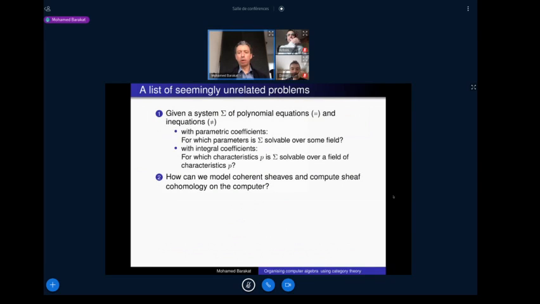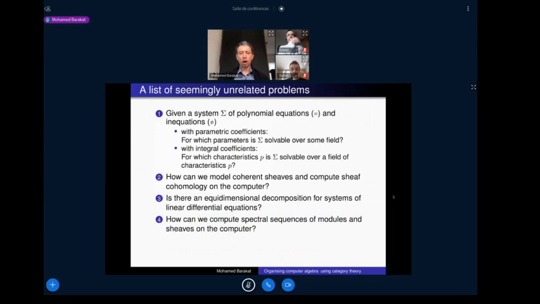So how can we model coherent sheaves and compute sheaf cohomology on the computer? Is there an equidimensional decomposition for systems of linear differential equations? How can we compute spectral sequences and modules of modules and sheaves on the computer? And can we prove the snake lemma on the computer? And actually, there are more questions that somehow are in reach of our categorical approach.